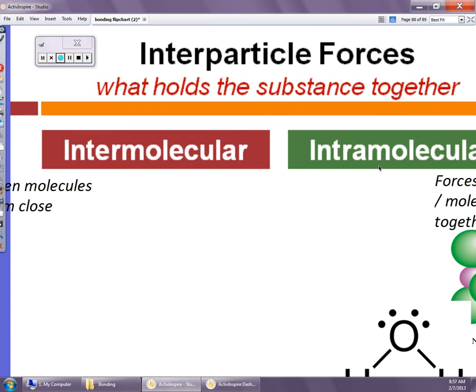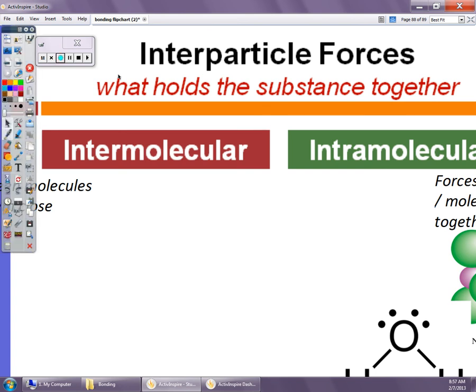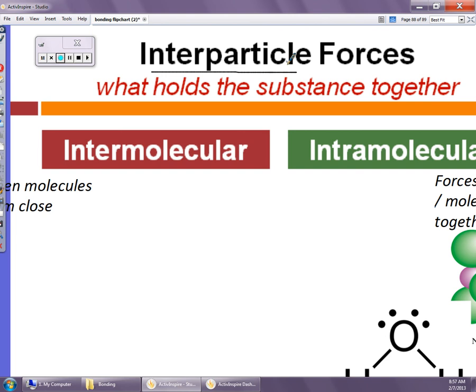Inter and intramolecular forces are examples of interparticle forces. The particle could be an atom, it could be an ion, it could be a delocalized electron. The force is what's holding these particles together. There's two types of these. They're either going to be inter or intramolecular.